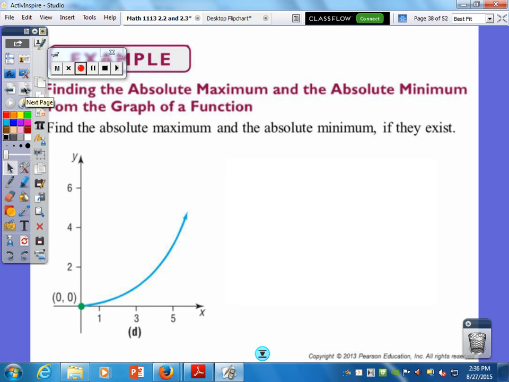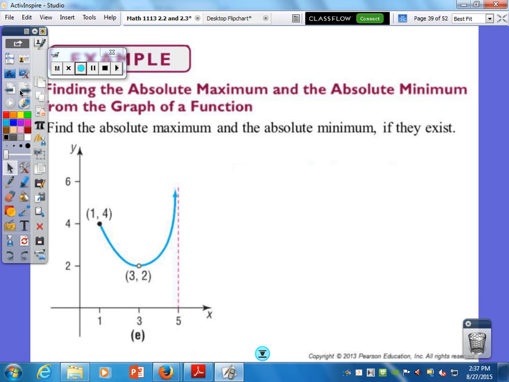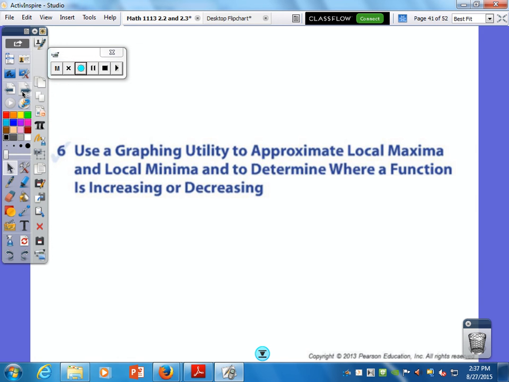This one has a what? Minimum, but an arrow. So a minimum occurs, but what do we say about the maximum? There is none. There is no absolute maximum because that arrow goes off to infinity and beyond. All right, so I think you guys get the point, right? Extreme values.